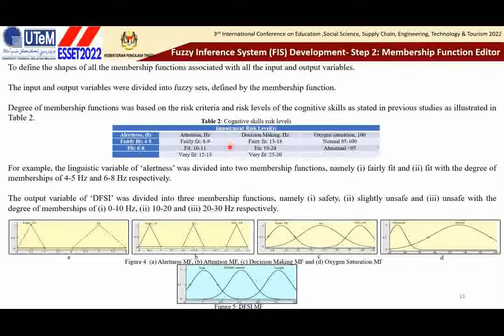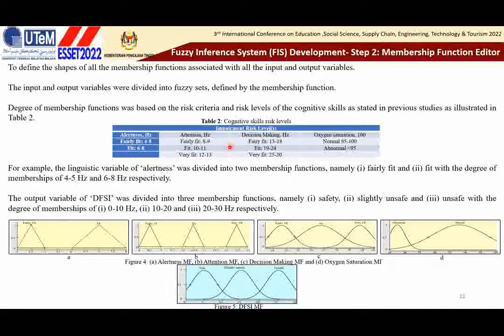The next step is the membership function editor. The function of this interface is to define the shapes of all the membership functions associated with all the input and output variables. The input and output variables were divided into fuzzy sets defined by the membership function, and the degree of the membership functions was based on the risk criteria and risk levels of the cognitive skills as stated in previous studies, as illustrated in table 2.